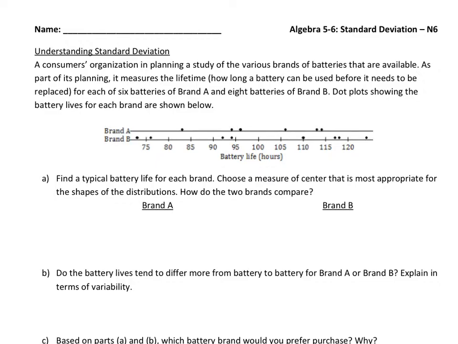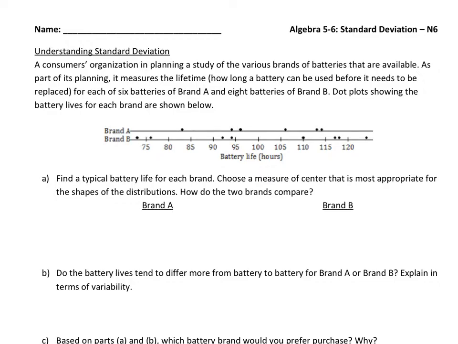As part of its planning, it measures the lifetime, how long a battery can be used before it needs to be replaced, for each of 6 batteries in brand A and 8 batteries of brand B. Dot plots showing the battery lives for each brand are shown below. Find a typical battery life for each brand. Choose a measure of center that is most appropriate for the shapes of the distributions. How do the two brands compare?